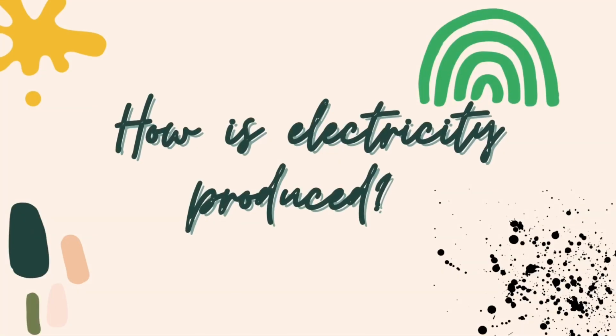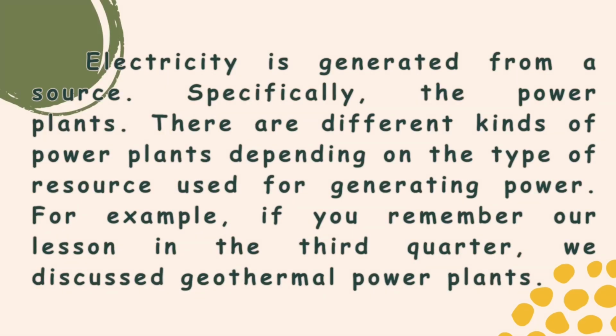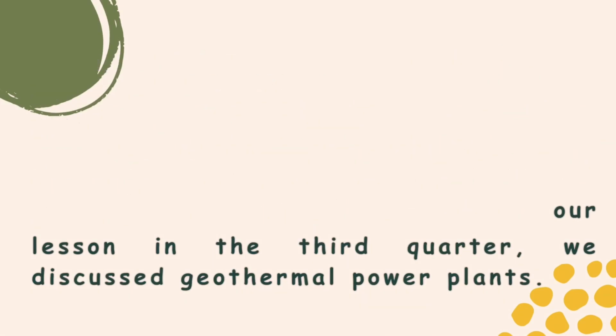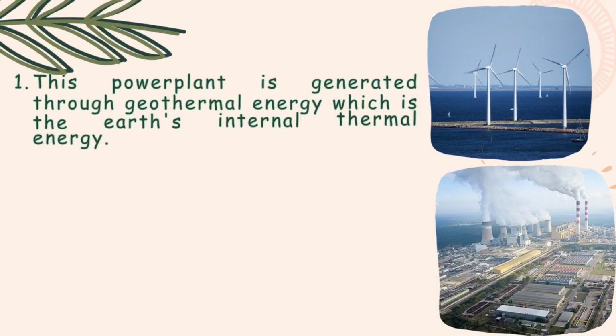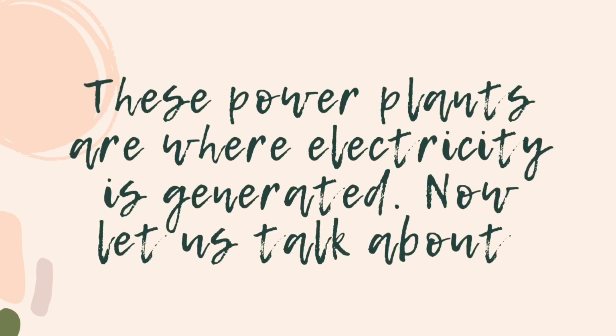You might ask, how is electricity produced? Electricity is generated from a source, specifically the power plants. There are different kinds of power plants depending on the type of resource used for generating power. For example, if you remember our lesson in the third quarter, we discussed geothermal power plants. This power plant generates electricity through geothermal energy, which is the Earth's internal thermal energy. We also have different kinds of power plants like hydropower plants, where electricity is generated through water, nuclear reactions, burning of fossil fuels, solar thermal power plants, and wind power plants that generate electricity through windmills. These power plants are where electricity is generated.